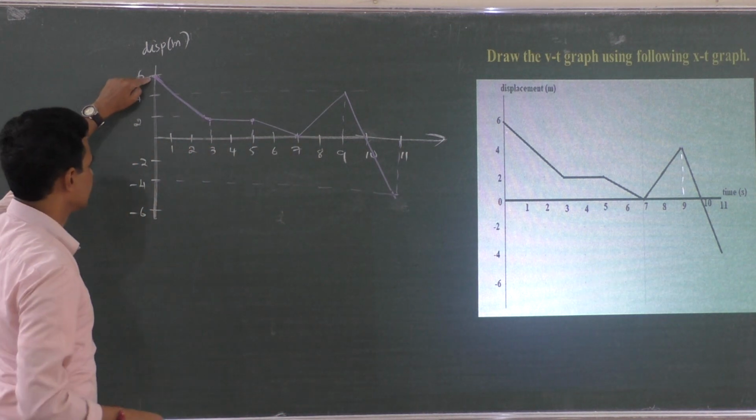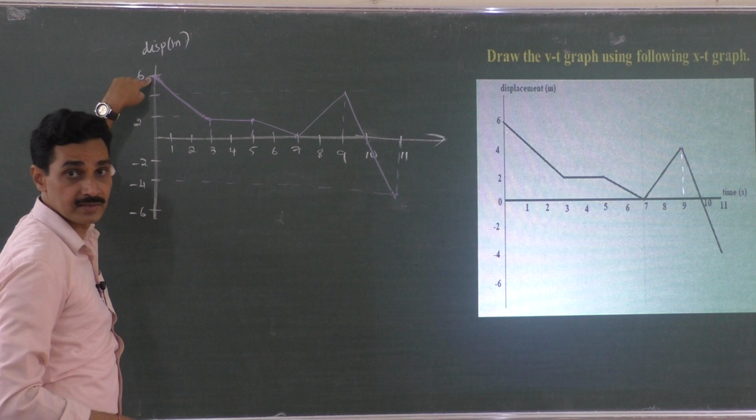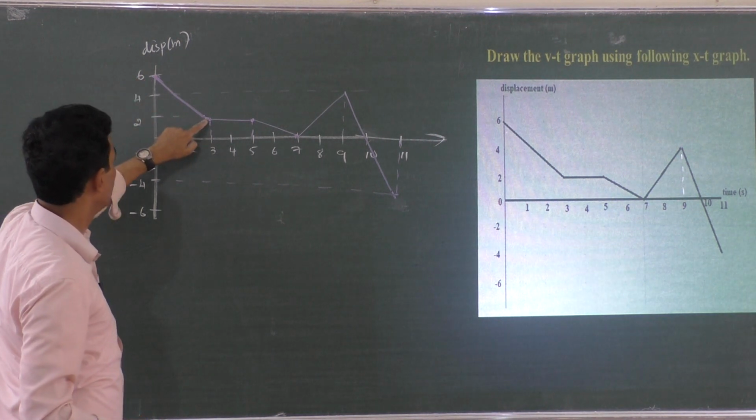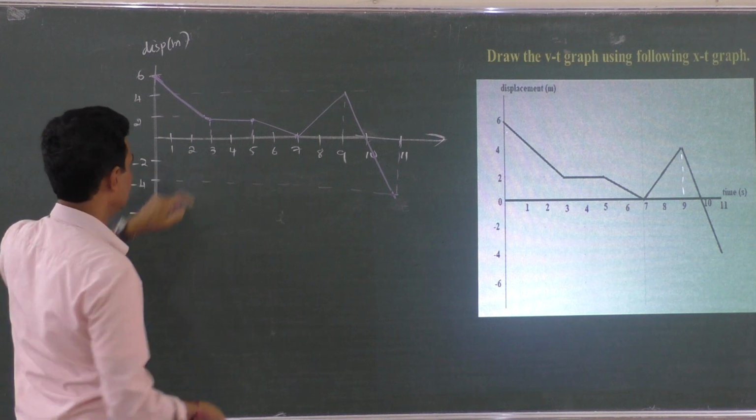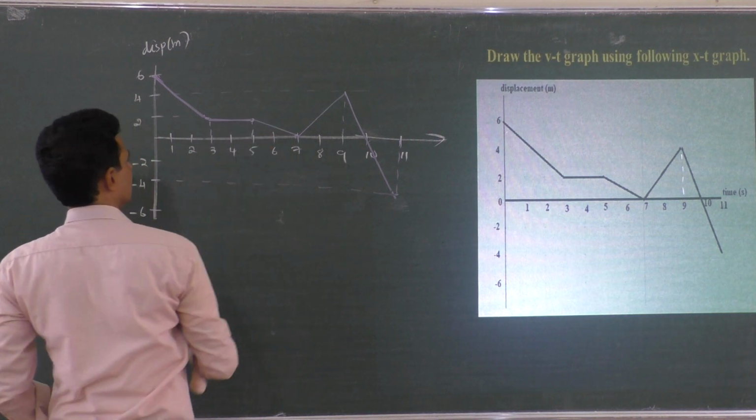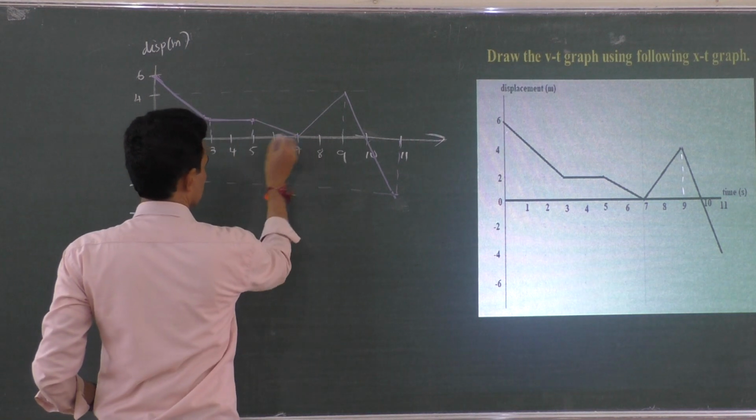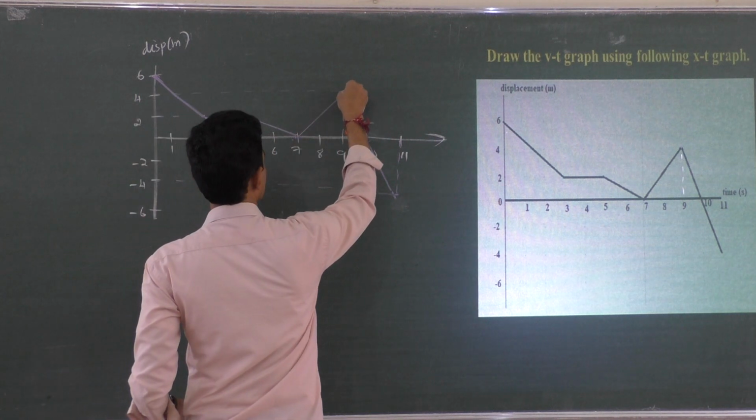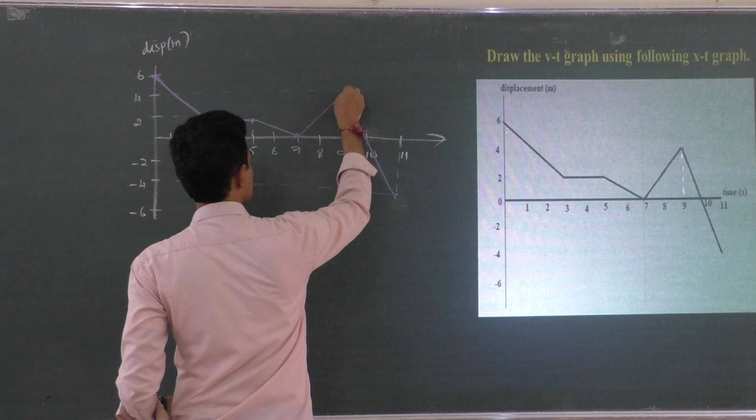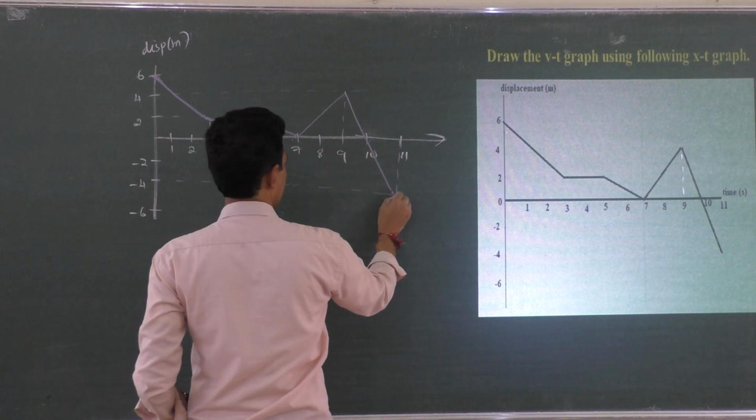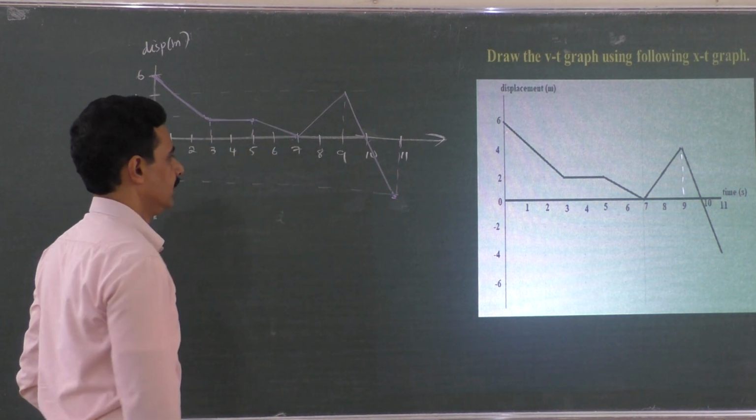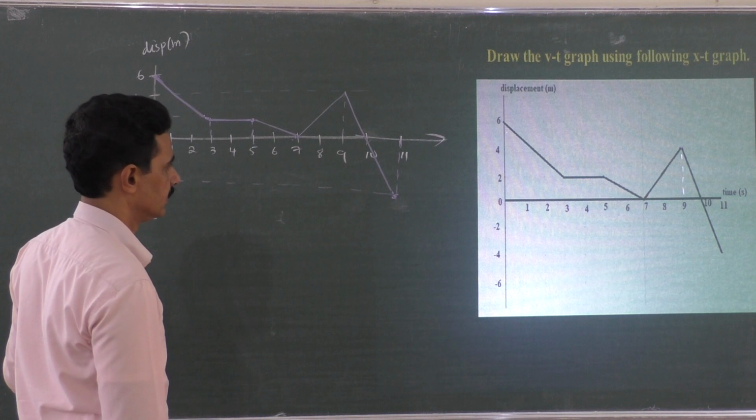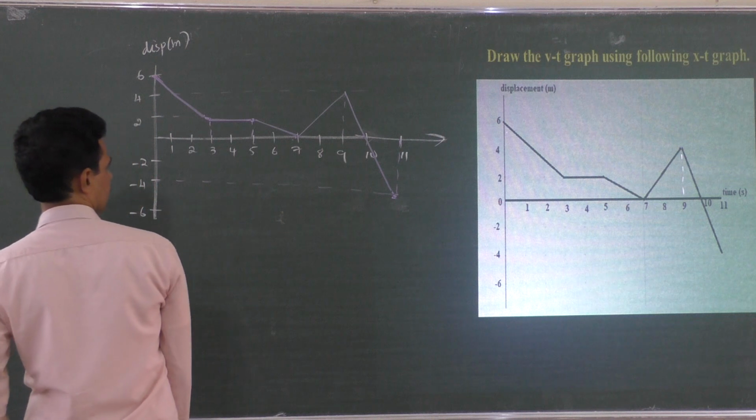So first the object was 6 meters away, then suddenly came to 2 meters in 3 seconds, continued at 2 meters, then came to 0 meters again after 2 seconds, then suddenly went to plus 4 meters, then again 0, then minus, that is, return back. By the 11th second it was at minus 4 meters, yes.